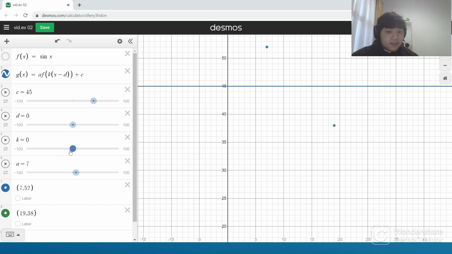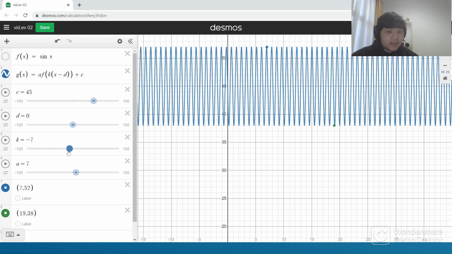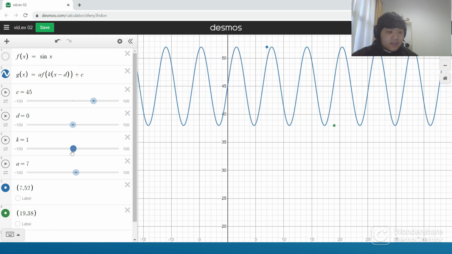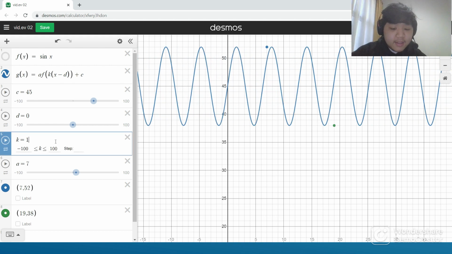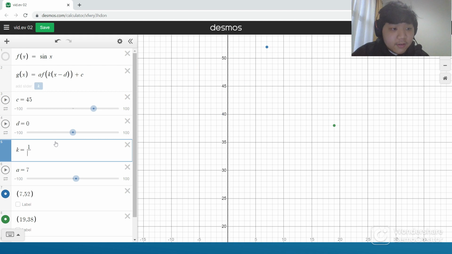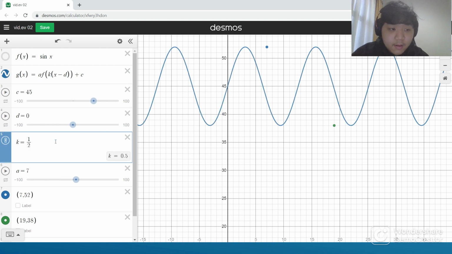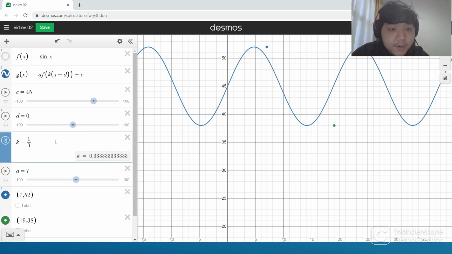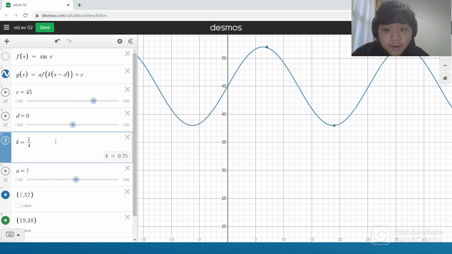Now this is not consistent. So the closest thing that we can do is the one that nears 0, and that is by making it into a decimal. From trial and error, let's say 1 over 2, near, but it's not it. Over 3, no. 1 over 4, there. By this, we already know that the horizontal compression will be 1 over 4, or the period will be 4.